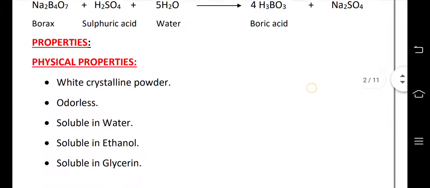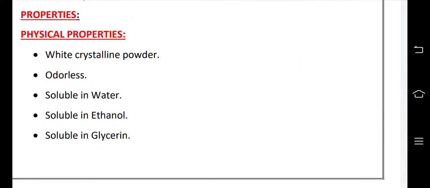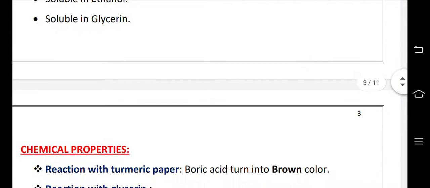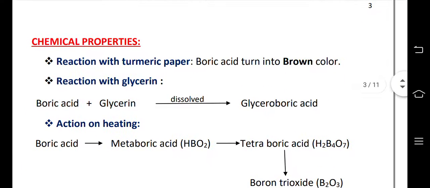Now coming to properties of boric acid. Physical properties of boric acid include white crystalline powder, odorless, soluble in water, soluble in ethanol and soluble in glycerin. Now coming to chemical properties. Boric acid on reaction with turmeric paper turns a brown color. And reaction with glycerin. Boric acid reacts with glycerin, gets dissolved in glycerin and forms glyceroboric acid.